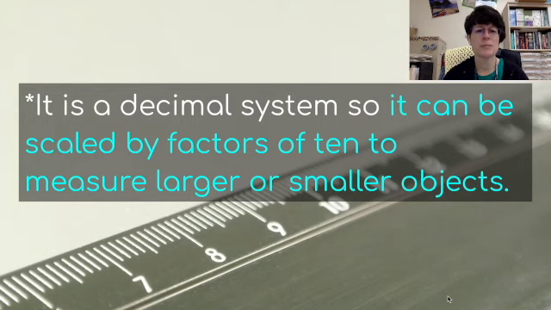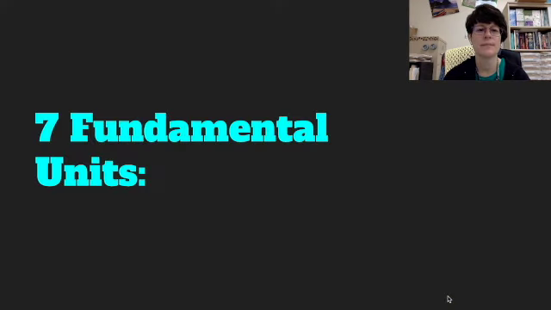It is a decimal system, so it can be scaled by factors of 10 to measure larger or smaller objects. So we can just push decimals instead of having to use crazy things like, you know, for inches and feet, 12 inches and 1 foot, or 3 feet and 1 yard. We're not having to remember all of these different conversion factors. We know that it's all based on factors of 10, which simplifies it.